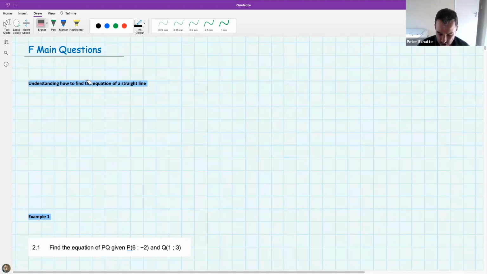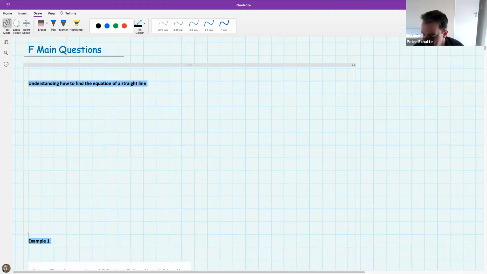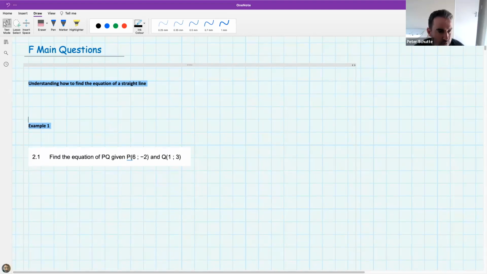What is the topic of the day? It's finding the equations of straight lines when given 2 points. And at the end of the last lesson, I did some examples for you. And I want to start today by just doing one more before you practice it yourself. So let's just quickly have an example.